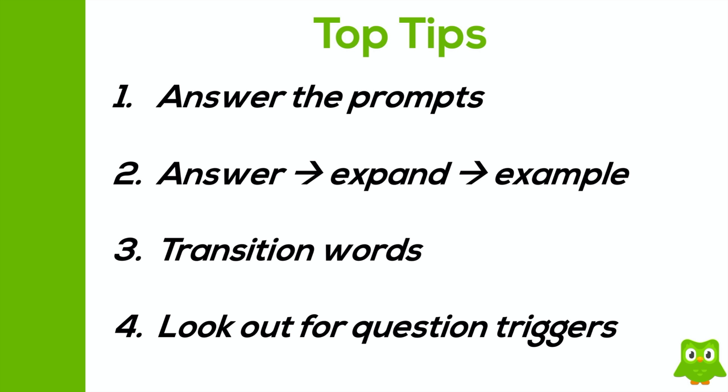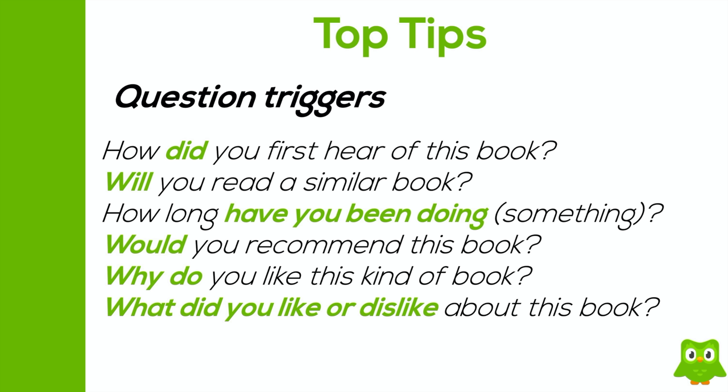Okay, moving on to my final tip, which is tip number four. This tip is very useful, and it is to look out for question triggers. So what is a question trigger? Well, different questions have words which require a certain type of answer. So here are six common questions you might see on this speaking task on the Duolingo English test. And the words in green are the trigger. They are triggers because they should trigger a certain answer or a certain response. And that response usually has a specific grammar structure you should use. So let's take a look.